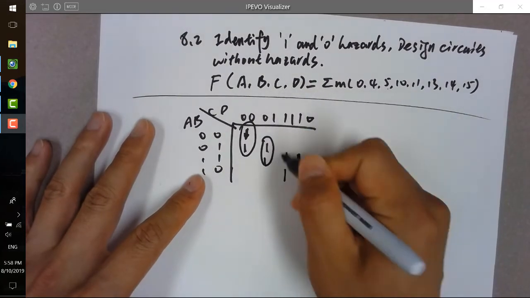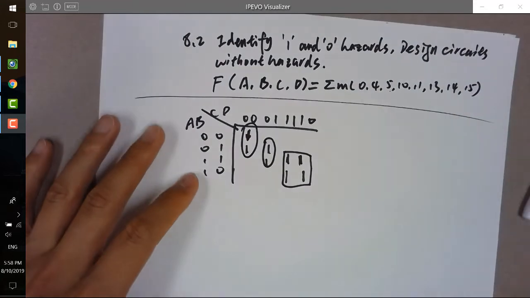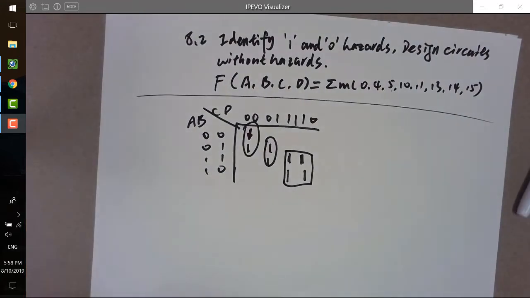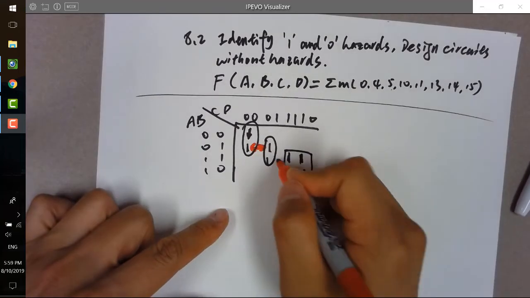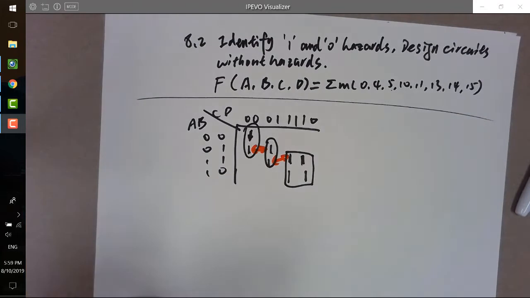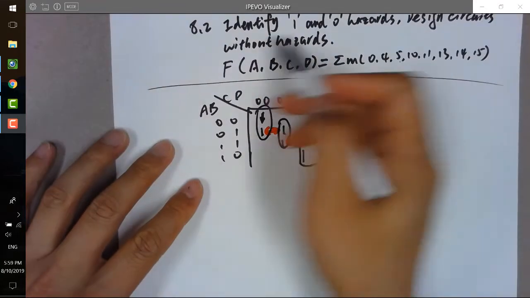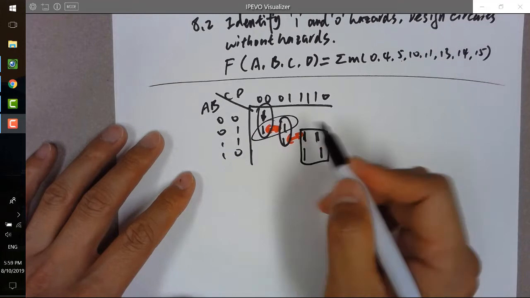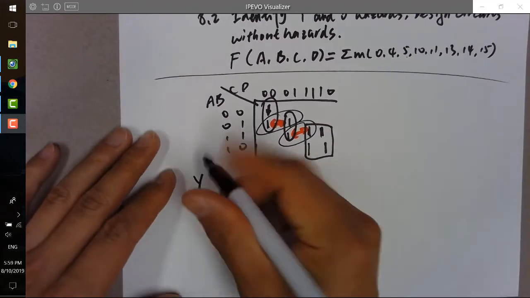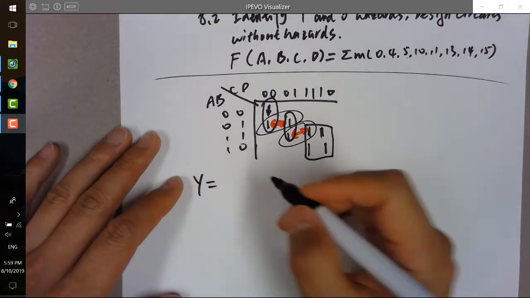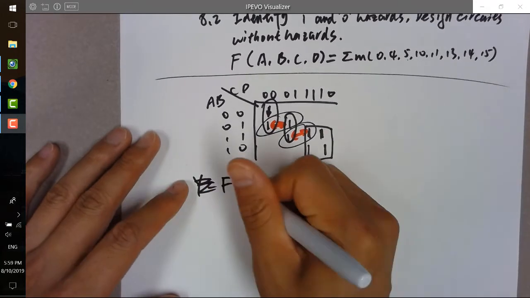And now you've got hazards here. All right, so there's a static 1 hazard. To design the circuit without the hazard, you just group these ones as well, so you get rid of the issue. So finally, in the beginning, you have not y, it's called f.